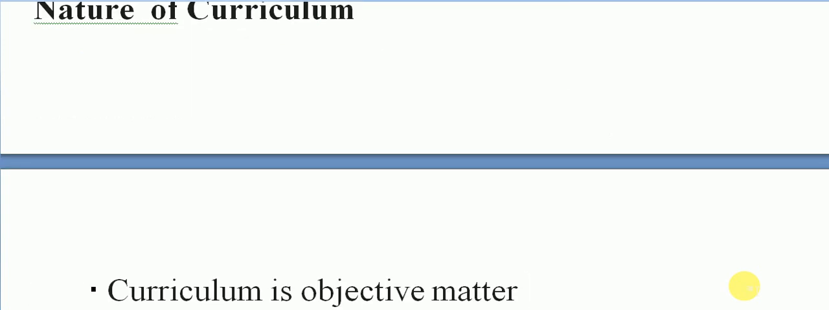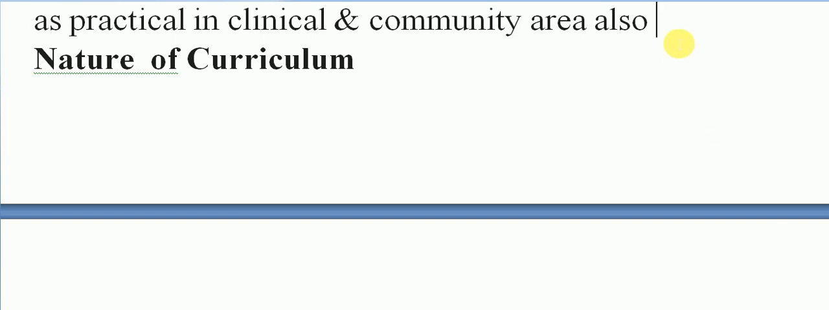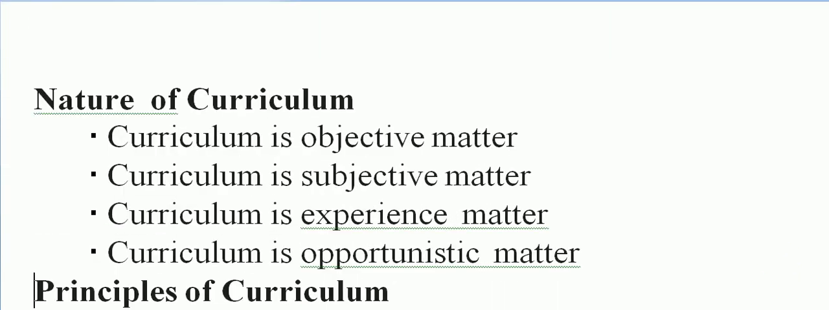We just discussed regarding the nature of curriculum. Curriculum is an objective matter. Curriculum is a subjective matter. Curriculum is a matter of experience. Curriculum is a matter of opportunity. So when we discuss the nature, which type of content is included in the curriculum: one is objective, others subjective, experience and opportunistic. It is the nature of curriculum.